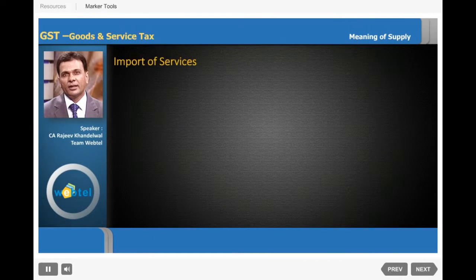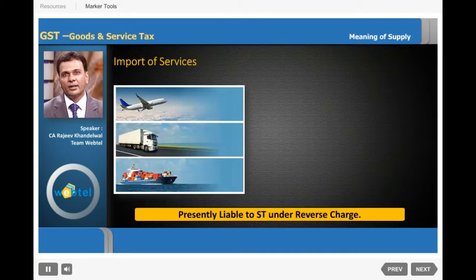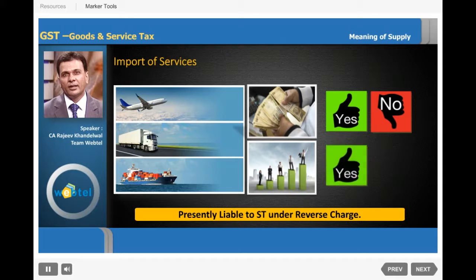Even import of services is deemed as supply. Presently also you are aware that it is liable to reverse charge under service tax. So import of services is also deemed as supply. And whether or not consideration is there, please note, very important, if you import some services even without money, some services are being imported free of cost, even that will be considered as a supply, whether or not it is for furtherance of business. So even if the business component is not there, even that import of services will be deemed as a supply.